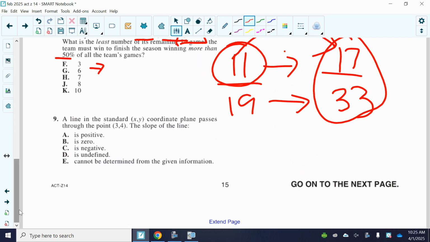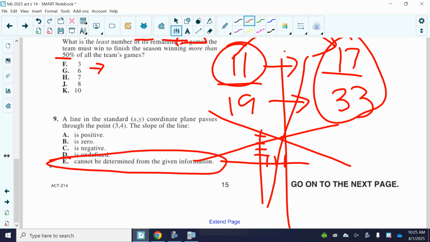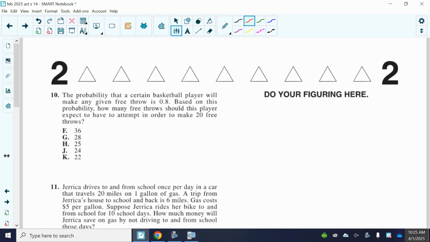Huh? I always say never put cannot be determined, unless they ask you this. They give us a 0.34 and no other information. So what could the line be doing? It could be going straight up and down. It could be doing anything. So never put this on a test, you hear me? Except for that problem. It's usually not a good choice, but we can't determine the slope from 1 point, huh? What else would I need? I would need a second point, huh?